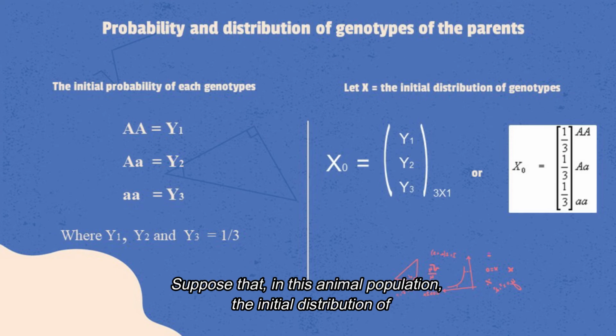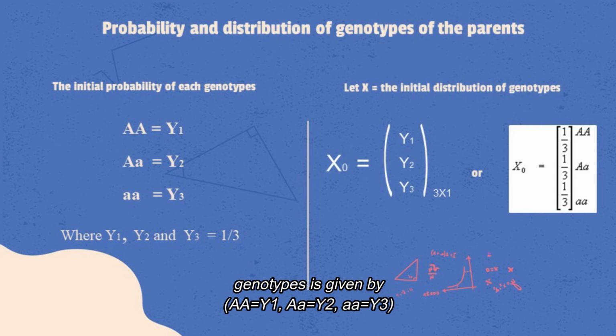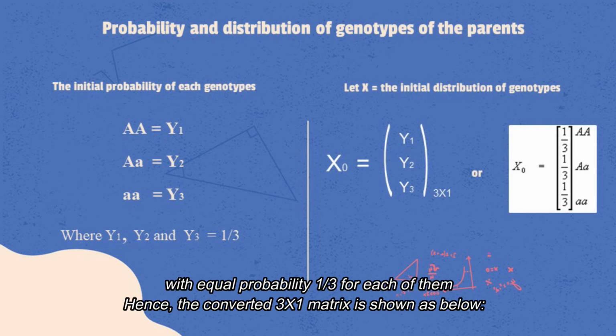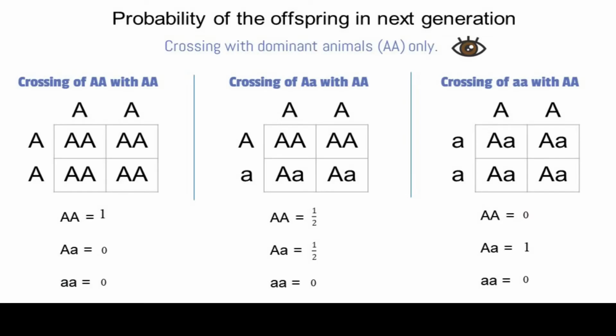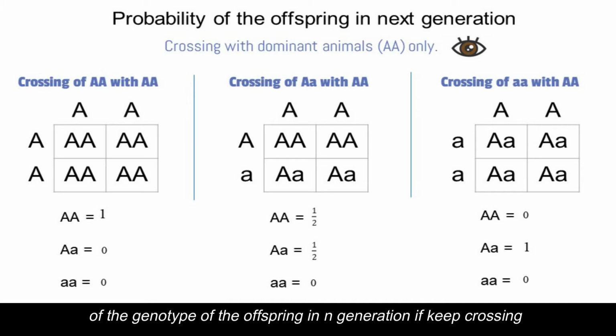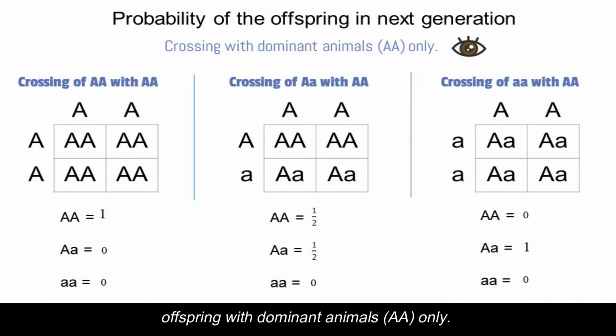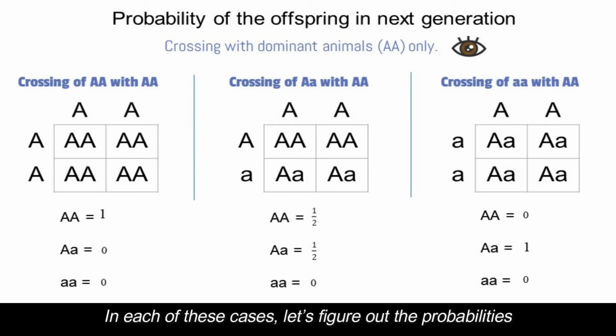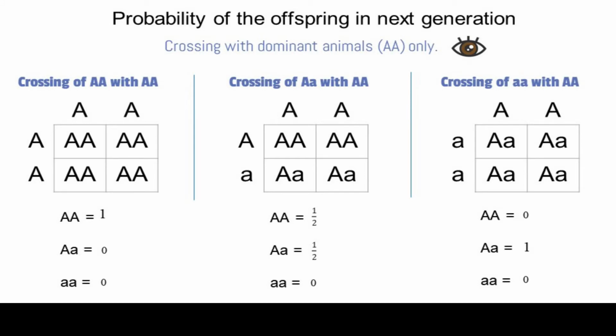Genotypes AA and Aa are indistinguishable in appearance because the A gene is said to dominate the a gene. Given the genotypes of the parents, we can determine the probabilities of the genotype of the offspring. Suppose that in this animal population, the initial distribution of genotypes is given by AA equals Y1, Aa equals Y2, and aa equals Y3 with equal probability 1/3 for each of them. Hence, the converted 3 times 1 matrix is shown as below.